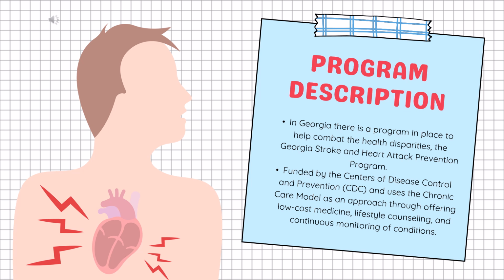A description of the Georgia Stroke and Heart Attack Prevention Program. This initiative was created to help serve low-income communities and populations to assist them in receiving treatment for conditions like hypertension and reducing the risk of chronic problems like cardiovascular disease. This program is funded by the Centers for Disease Control and Prevention, also known as the CDC.